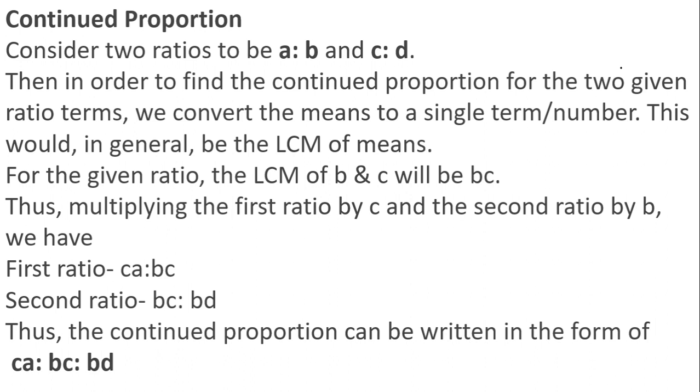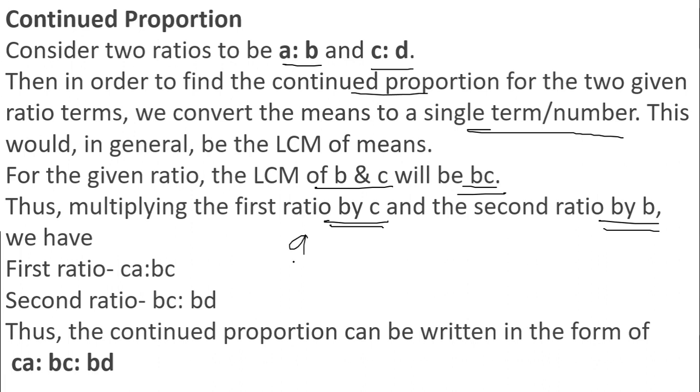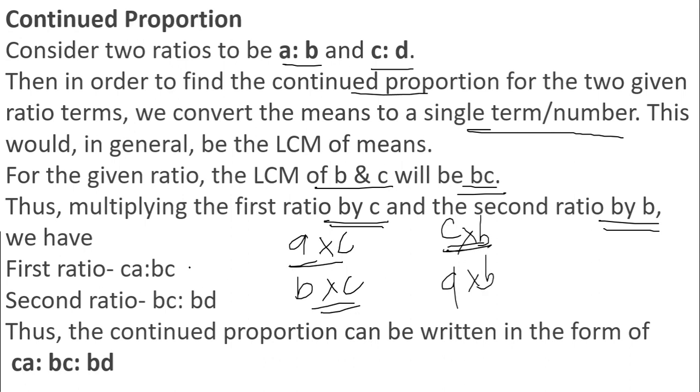Let us consider two ratios, that is A by B and C by D. To find the continued proportion for the two given ratios, we need to convert the means to a single term or number. It means we have to make the denominator the same, or one term from both the ratios should be the same. So I have taken the LCM of B and C, that is BC. Multiply the first ratio with C and the second by B. If we multiply the first ratio, A by B, into C, and the second ratio, C by D, by B, we get the value BC similar on both sides. So the first ratio will be CA by BC, and the second ratio will be BC by BD. This gives us the continued proportion, which can be written in this particular form.